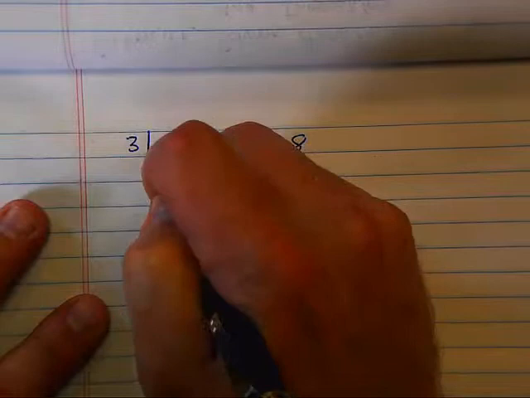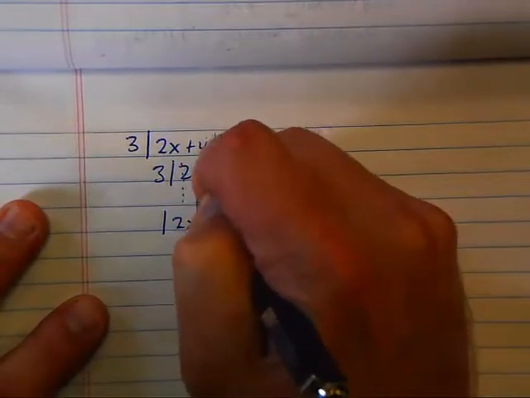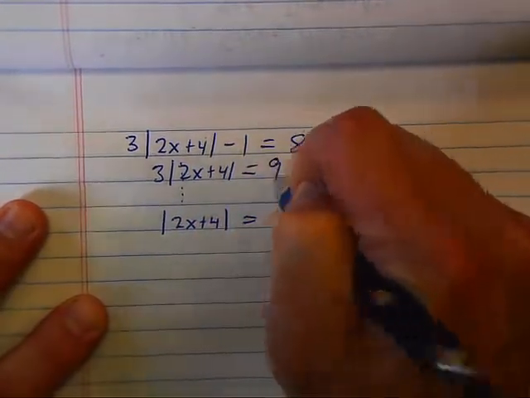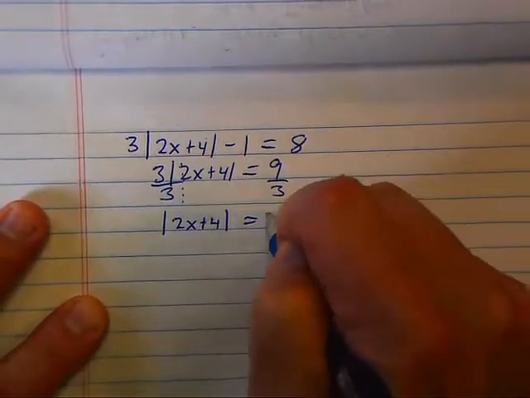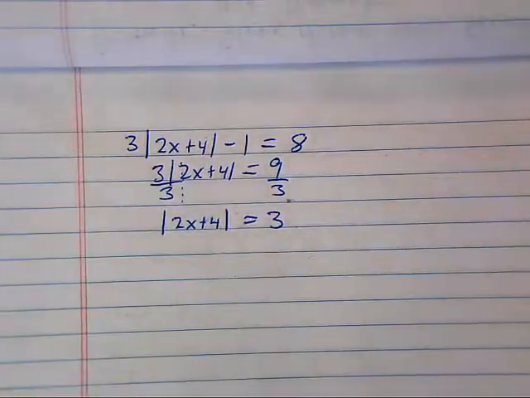So we're going to add 1 to both sides. 3 absolute value of 2x plus 4 equals 9. Divide by the 3. Absolute value of 2x plus 4 equals 3.